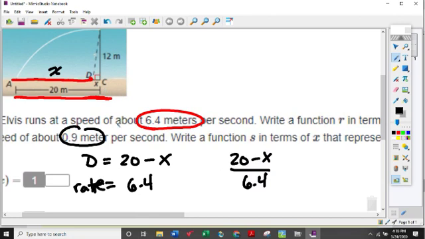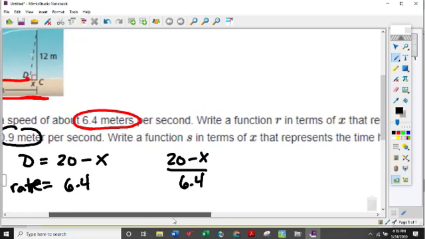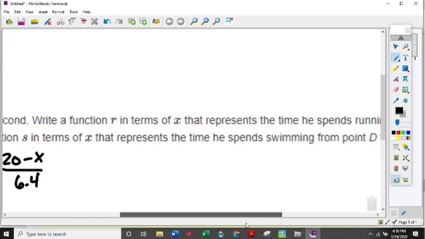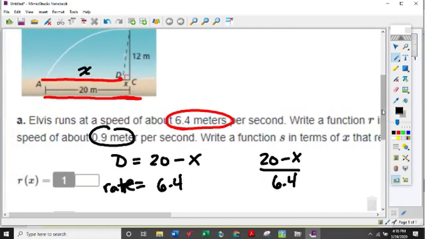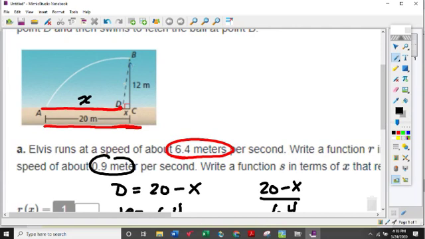He's going from, write a function S in terms of X, represent the time he spends swimming from D to B. So D to B. So maybe you can see it. Can you see that we have a right triangle here? So that distance from D to B, whatever that distance is, we're going to use as the hypotenuse of a right triangle.